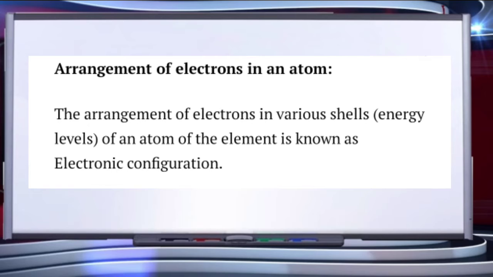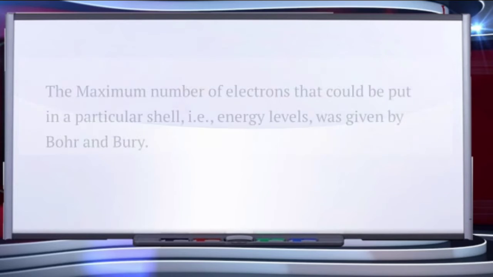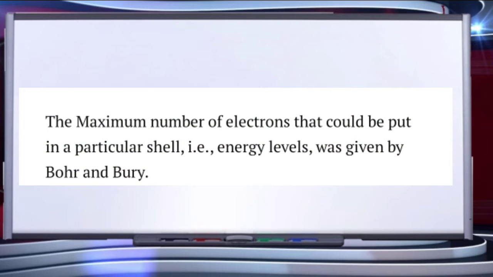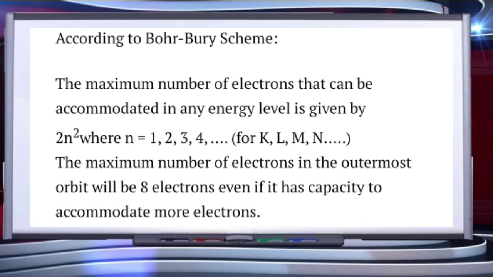The arrangement of electrons in various shells or energy levels of an atom of the element is known as electronic configuration. The maximum number of electrons that a particular shell, that is energy level, can hold was given by Bohr and Bury. According to Bohr-Bury's scheme, the maximum number of electrons that can be accommodated in any energy level is given by the formula 2n square, where n stands for the number of the shell, which could be 1, 2, 3, 4 and so on for the shells, namely K, L, M, N and so on.